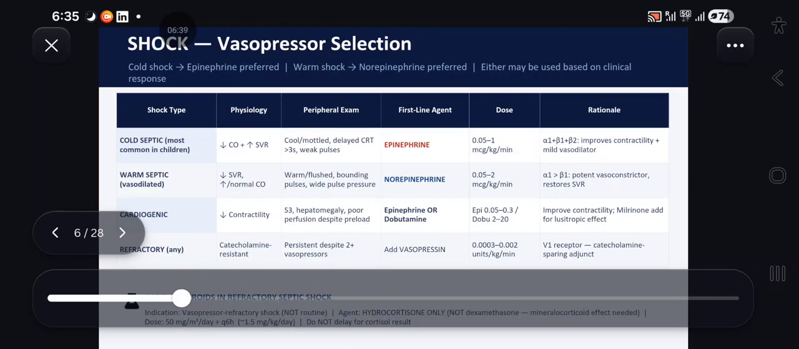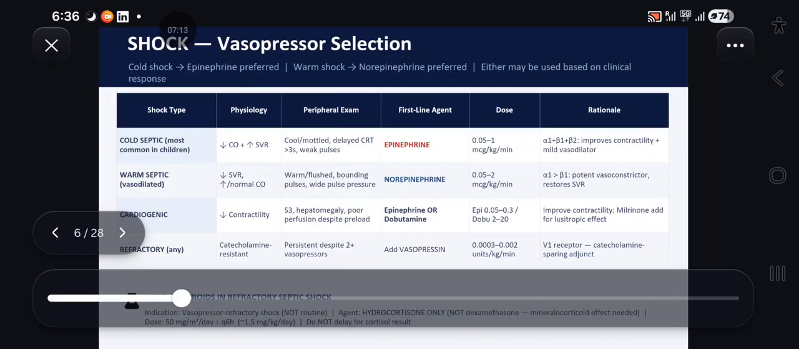So norepinephrine, and this is the dose range as infusion: of course, epinephrine 0.05 to 1, but norepinephrine 0.05 to 2, because norepinephrine acts on blood vessels, so I don't have a main concern related to increasing the infusion dose. But epinephrine acts on the heart, so my upper limit is 1. Norepinephrine acts on alpha 1 more than beta 1, so it is a potent vasoconstrictor and restores systemic vascular resistance.